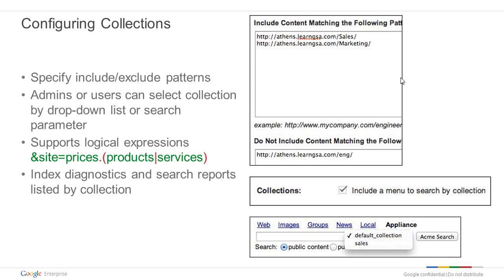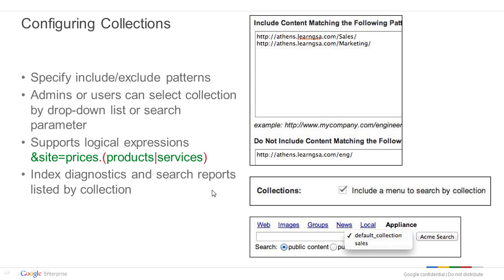In the page layout helper, you can add a collection menu. You can also specify more than one collection in a search using the dot operator for AND and the pipe operator for OR. The example shown here will find any documents that are in the prices collection and in either the products or services collection.